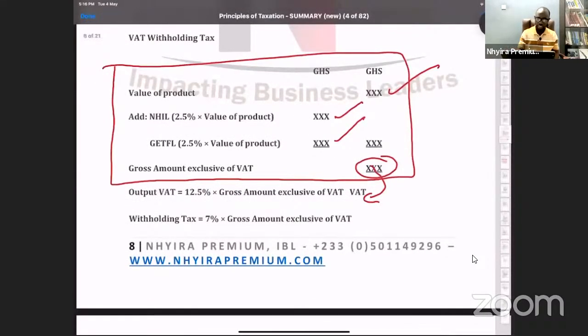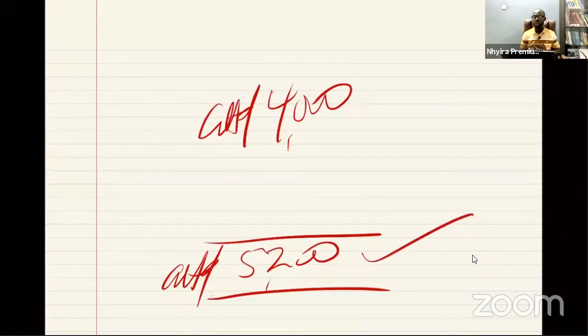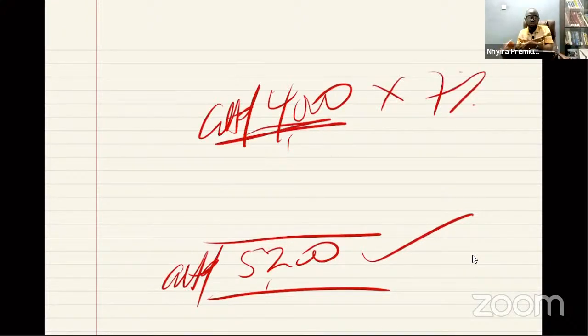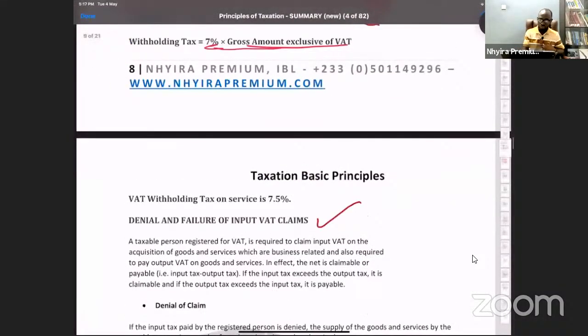The VAT withholding is always 7% on the gross amount exclusive of VAT. That is very important: 7% of the gross amount. So if you are paying me, instead of paying me the full invoice, because you're a VAT withholding agent, you will withhold 7% of the gross amount, 4,000. That will be deducted as a VAT withholding. Then if you are also going to charge me withholding tax for the service I've rendered to you, that service will be subject to a withholding tax of 7.5% in that situation.